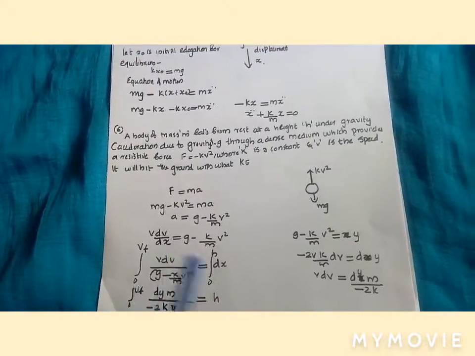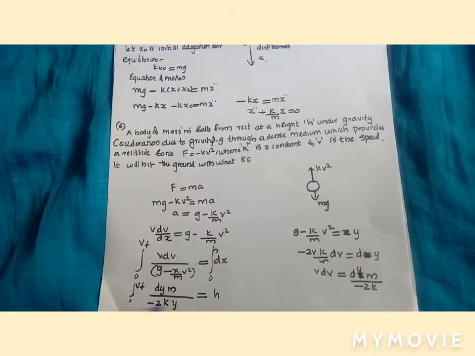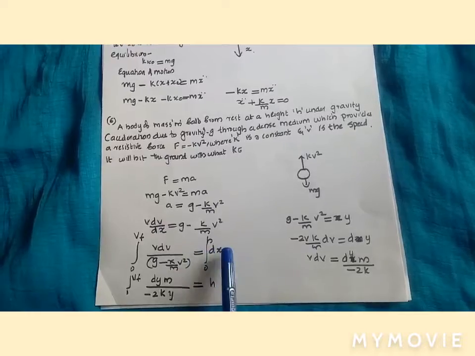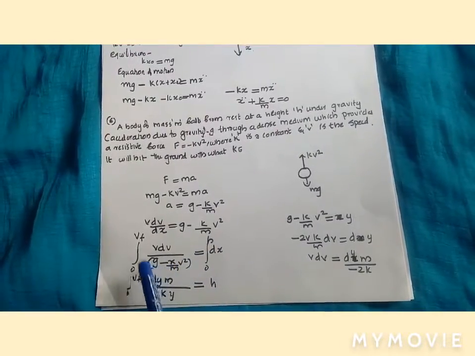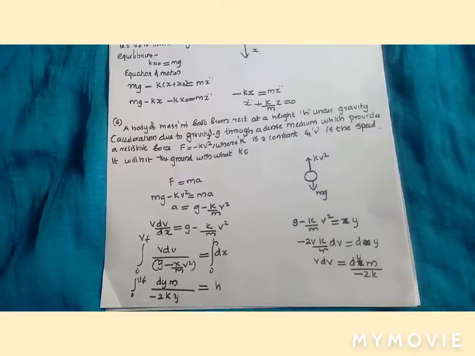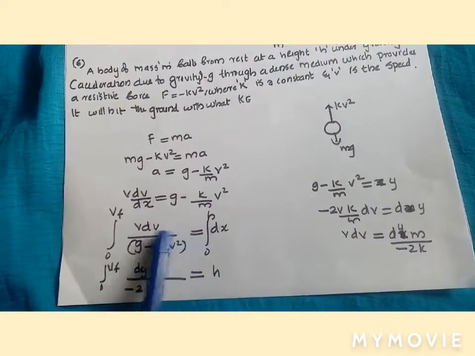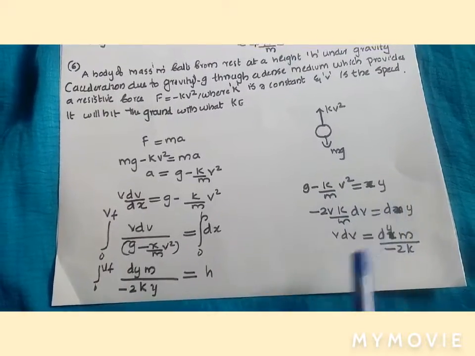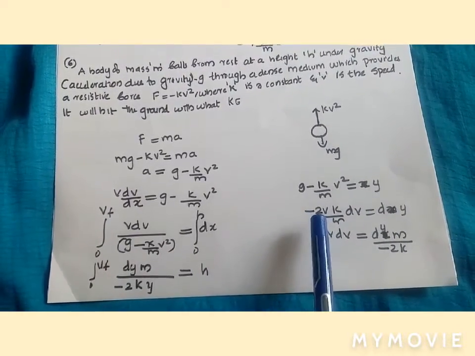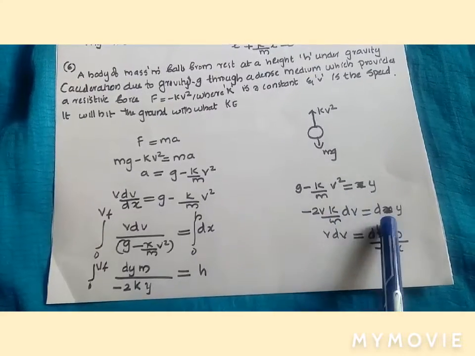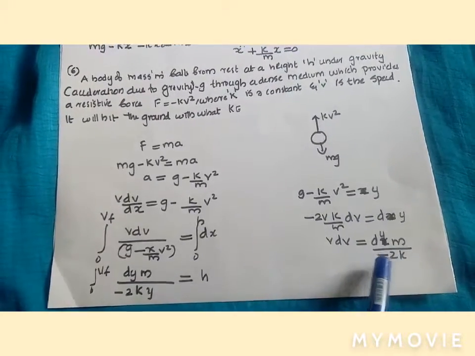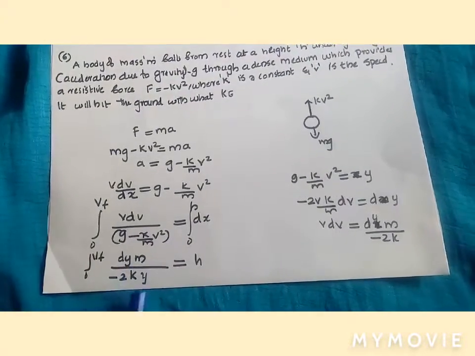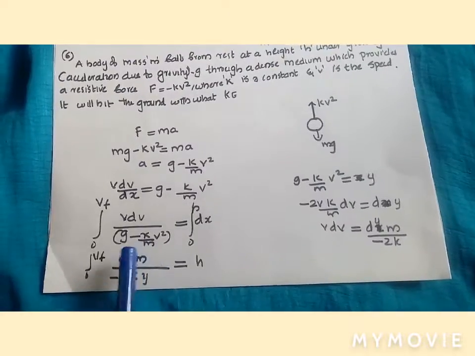In this we can separate the variables in variable separable form. v dv divided by g minus k by m v square is equal to dx. Integrate from 0 to vf and 0 to h. We substitute g minus k by m v square is equal to y, and differentiating, minus 2v k by m dv is equal to dy. v dv is equal to dy m divided by minus 2k. Substitute these in this expression.